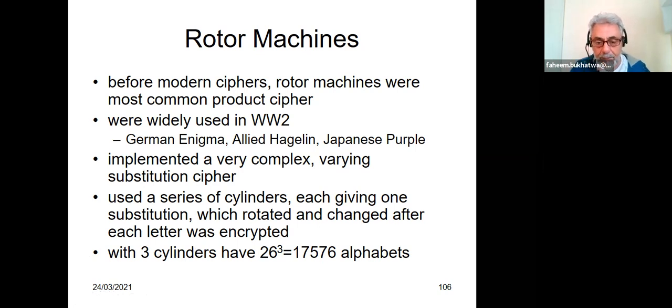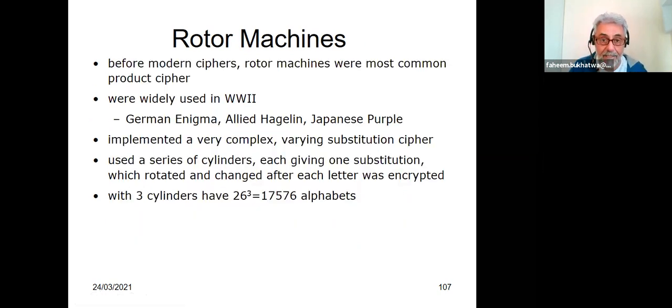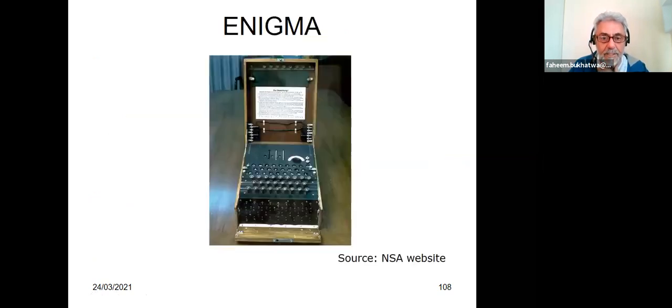For every alphabet, they had a total of 17,576 alphabets. So they used rotary machines that generated that. It looks something like this. You don't really need to know about it, but it's good to see the first implementation of something as close as possible to modern encryption systems.